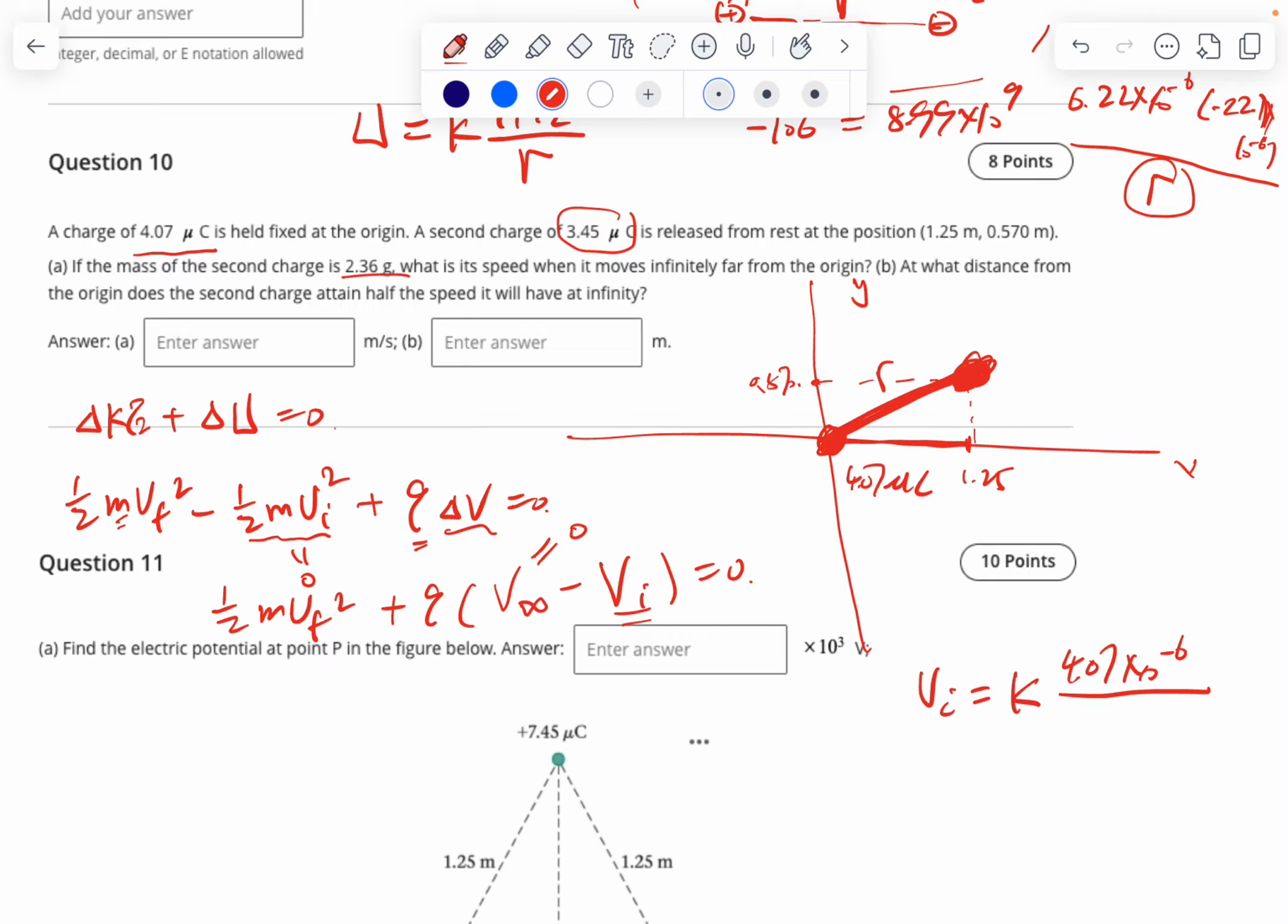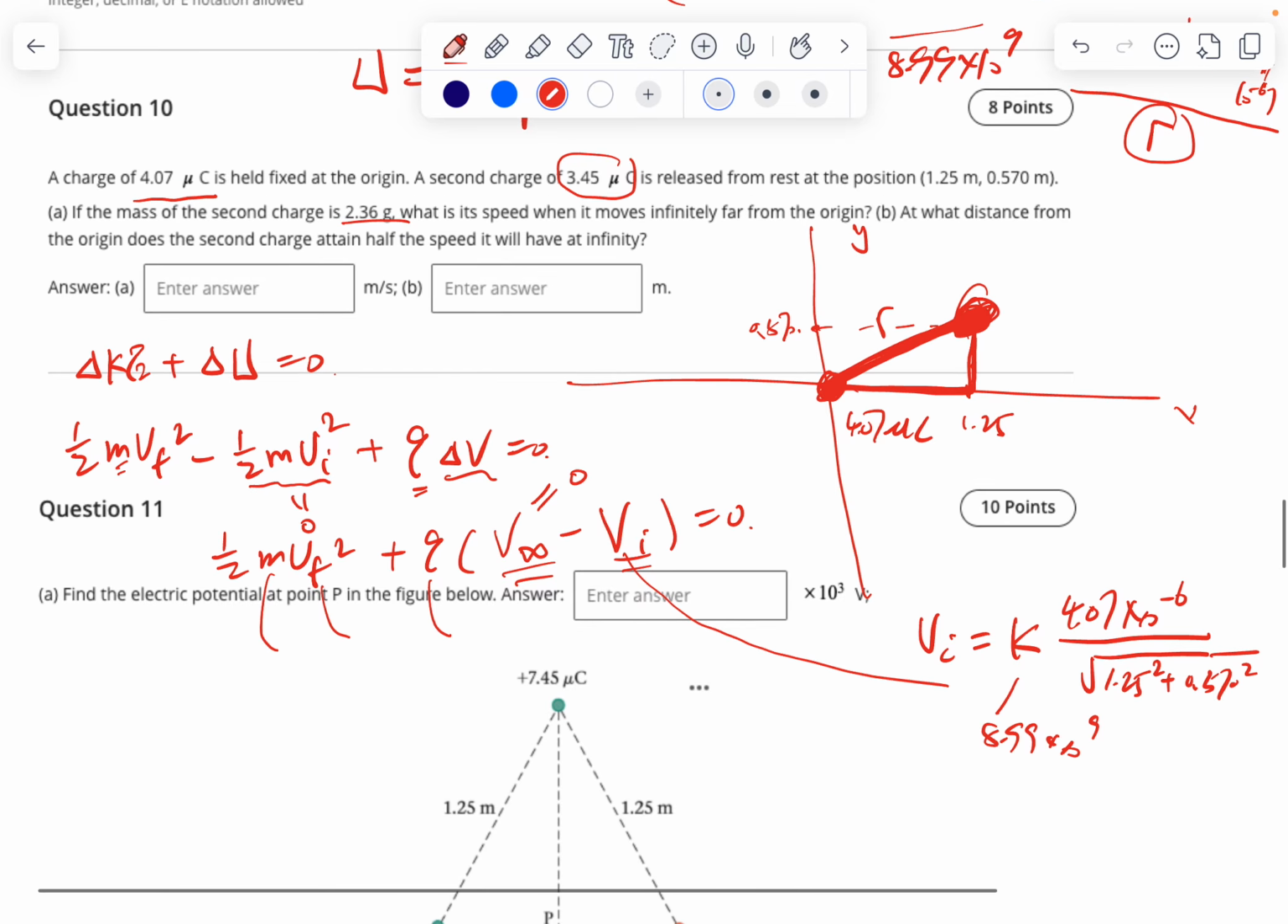you see this is a right triangle, right? So this is 1.25, this is 0.57, right? So the distance here is the square root of 1.25 squared plus 0.570 squared. That's it. Times 8.99 times 10 to the power of 9. There you go. So this is your Vi, this is Vf, you know the amount of charge, and you know the mass of this charge, right? And we're looking for speed.